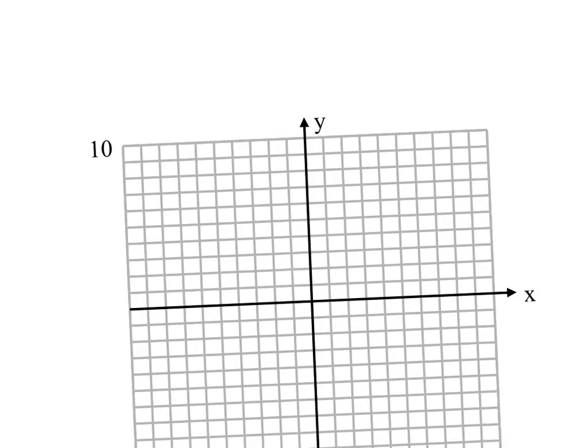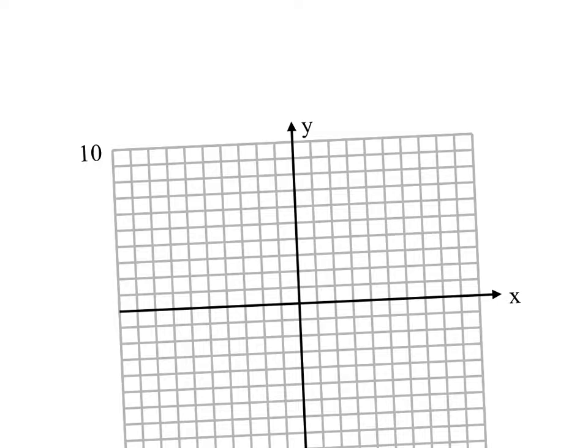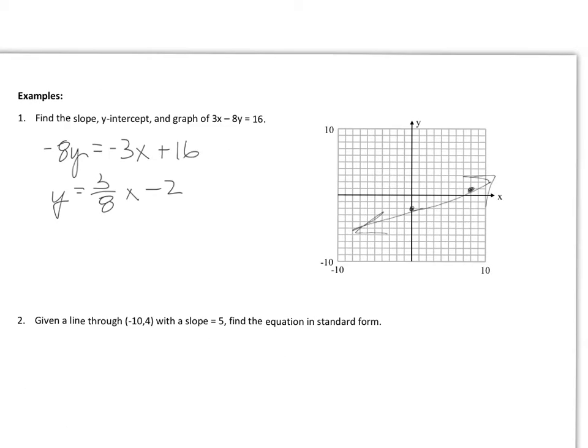So when we graph it, we just go to negative 2 on the y-axis, graph it, and then go up 3: 1, 2, 3. Whoops, I forgot it's not oriented. 1, 2, 3, and then over 8: 1, 2, 3, 4, 5, 6, 7, 8, right there. I think I got the right point. You get the idea. Easy peasy.